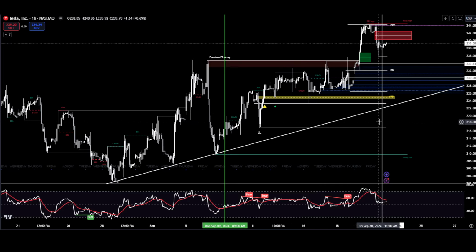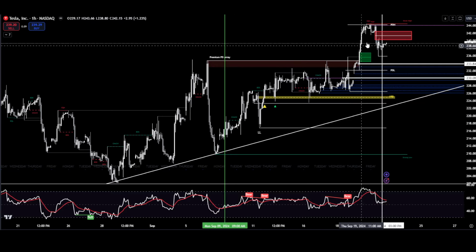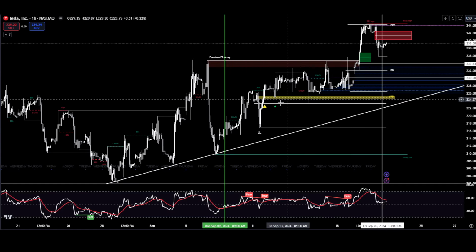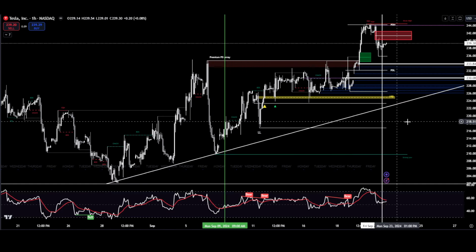So we got the support line. We got our little zone here. We've seen it pushing up, right? As we continue to set a little higher highs within this range here, right? Higher highs, higher lows, looking pretty good.